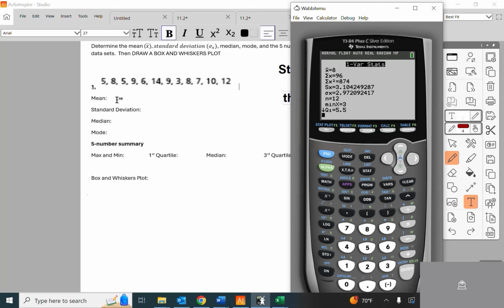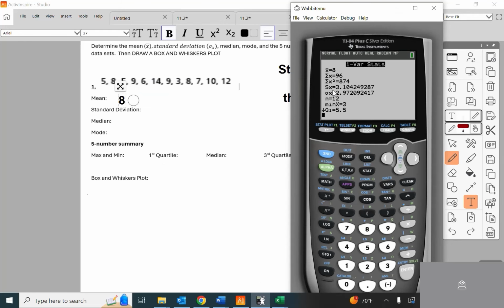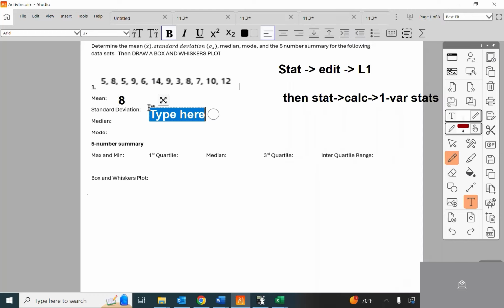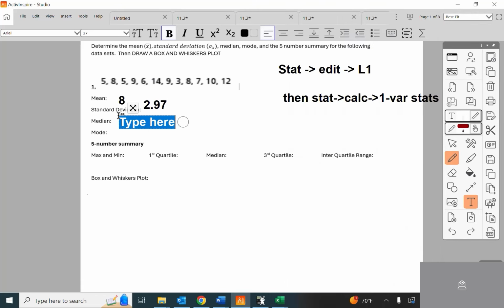So my mean, x bar, is 8. My standard deviation, which is sigma x right there, is 2.97. If I scroll a little bit, I'll get some more things. The median happens to be 8. It's interesting, they match. Doesn't happen too often.